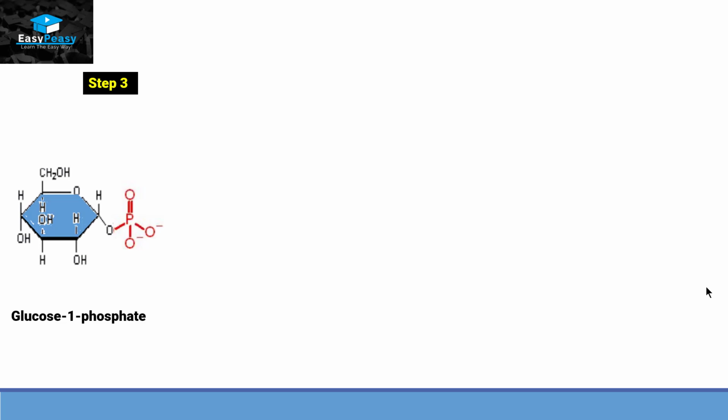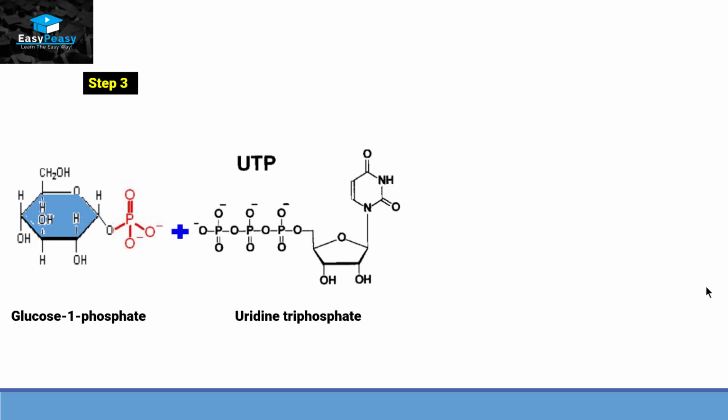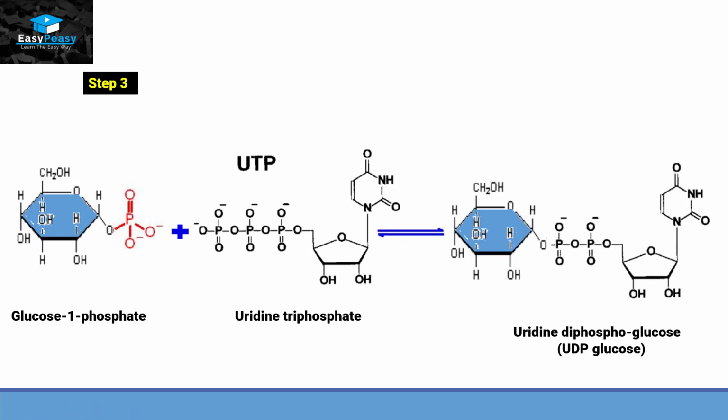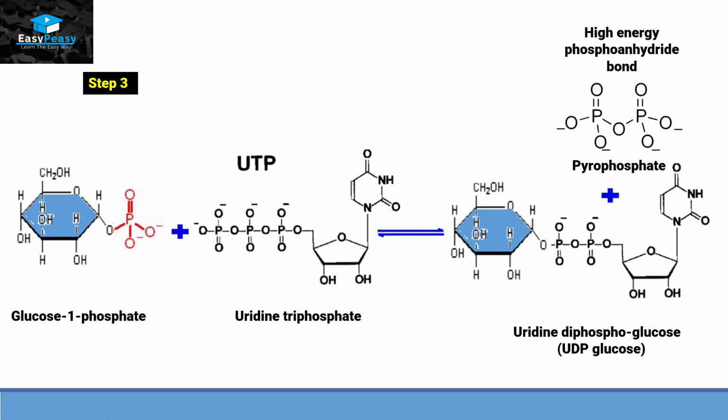Step 3. In step 3, now we have glucose 1-phosphate. At this point, it will react with uridine triphosphate. As a result, it will convert itself into uridine diphosphoglucose or UDP-glucose by releasing 2 phosphate groups in the form of pyrophosphate. Now this compound is highly unstable because it has a high energy phosphoanhydride bond there.